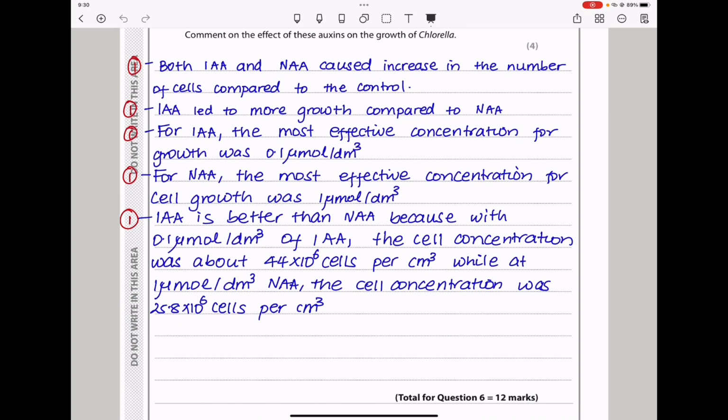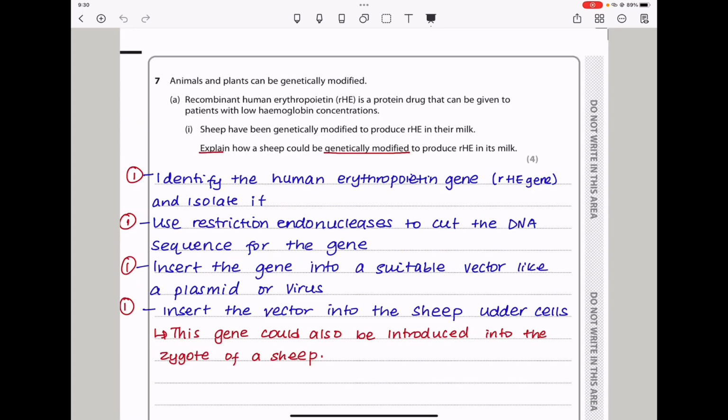So this brings us to the end of question 6. Let's continue to question 7. Question 7. Animals and plants can be genetically modified. Recombinant human erythropoietin, RHE, is a protein drug that can be given to patients with low hemoglobin concentrations.